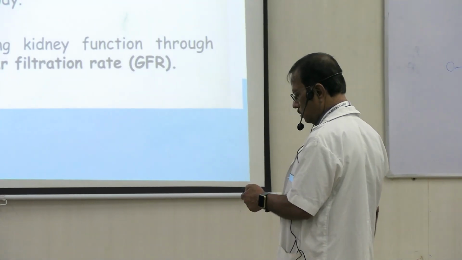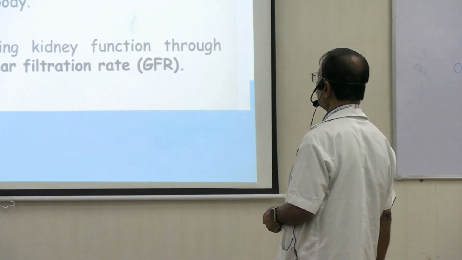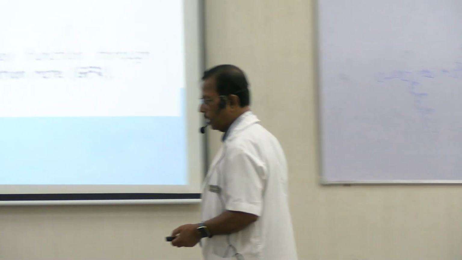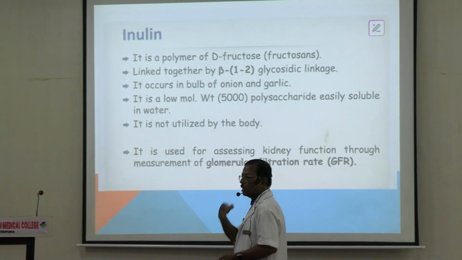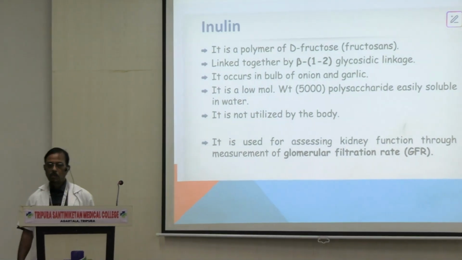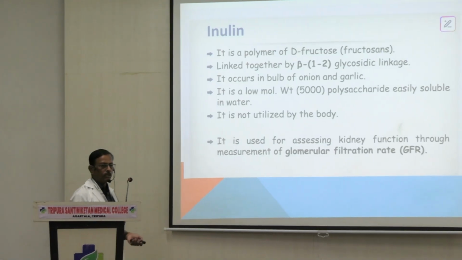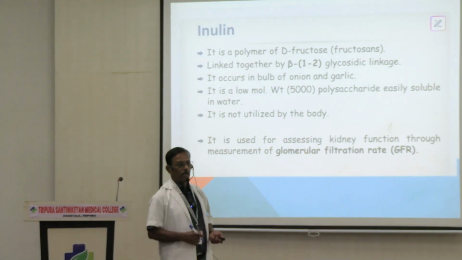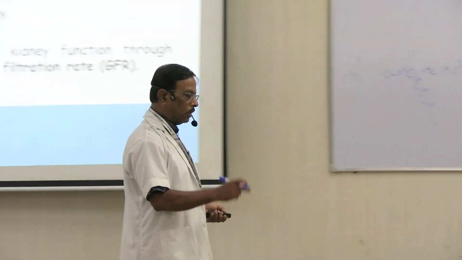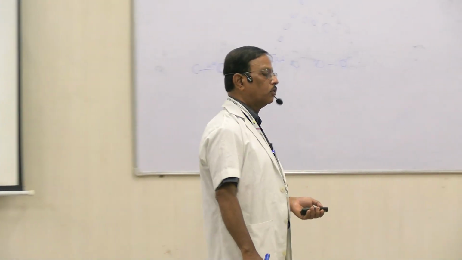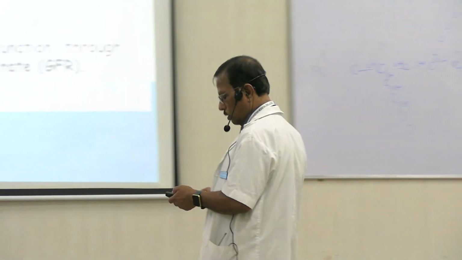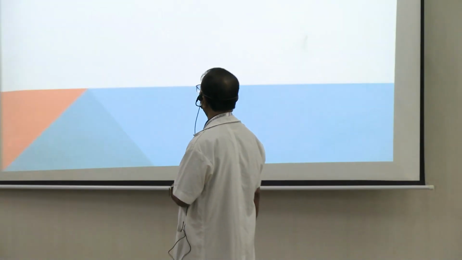So, it is used for assessing kidney function through measurement of glomerular filtration rate. We take a measured amount of inulin, and we find out the rate of excretion of that inulin in urine. That rate is equivalent to the glomerular filtration rate. You will come to know the thing afterwards, but know this, it is done by inulin.